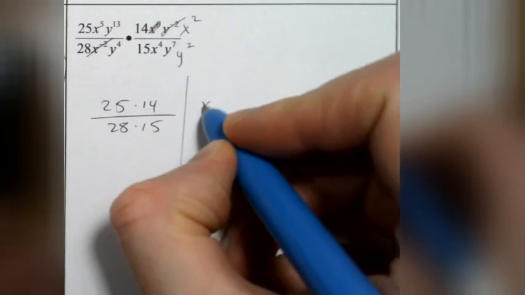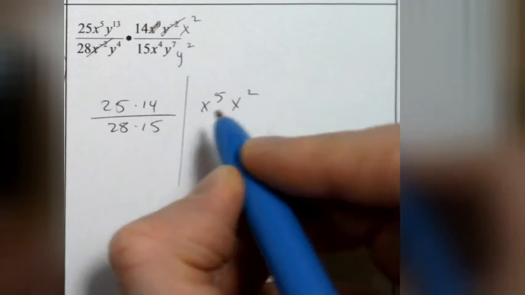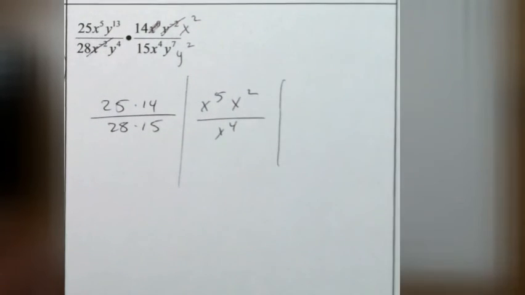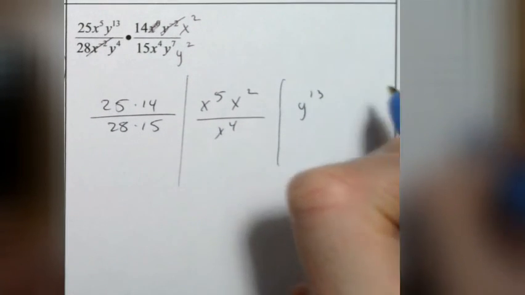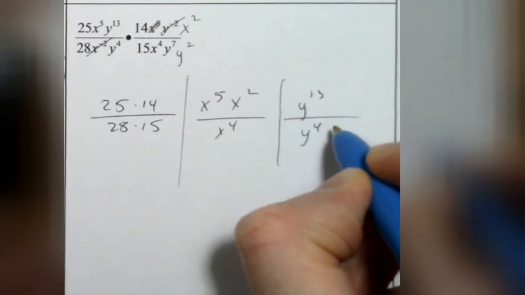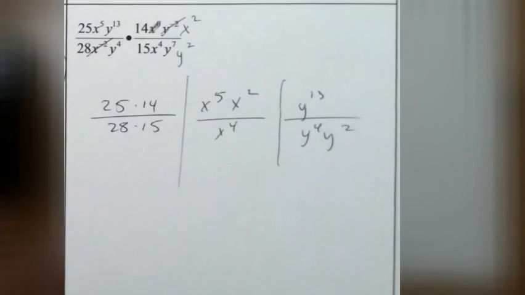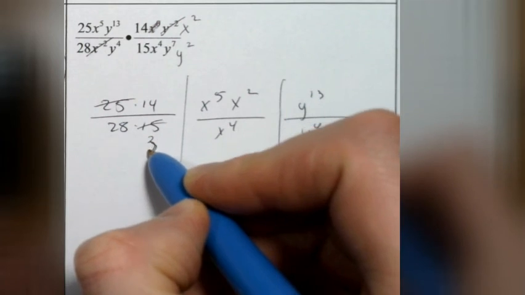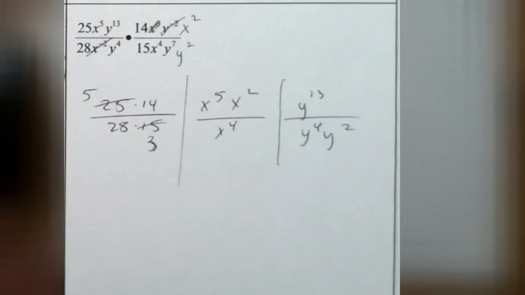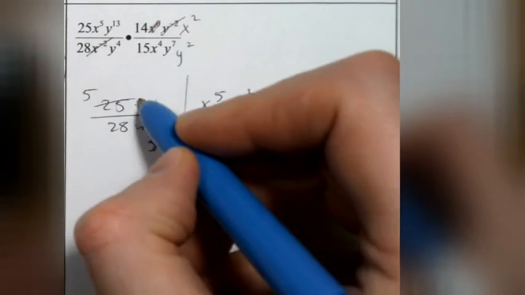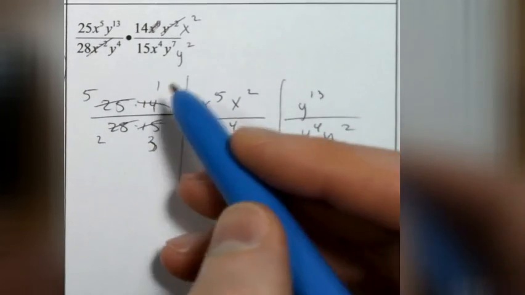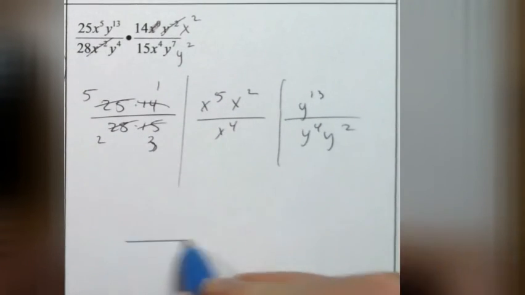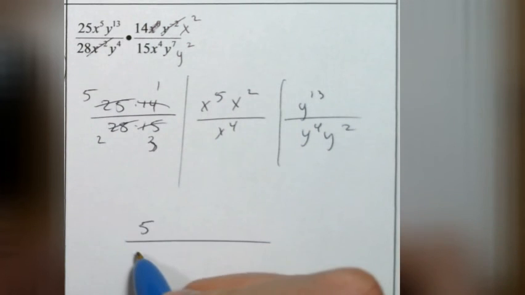My x's, x5, x squared, x4. Now my y's, y13, y4, y squared. Now with my numbers, we're going to simplify this just like a regular fraction. I'm going to look, does anything really simplify? Well, these both end in 5, so I know I can divide a 5 out of both. Divide a 5 out of this, I get a 3. Divide a 5 out of that, I get 5. These are both divisible by 14. 1, 2. What's remaining is 5 and then 6.